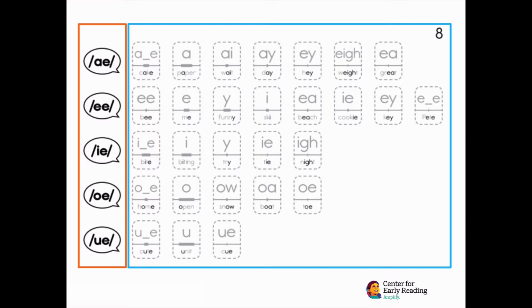In CKLA, all 150 spellings for the 44 sounds in English will be taught in an intentionally sequenced progression from kindergarten through grade 2. The spellings inside the orange box represent the basic code that will be taught in kindergarten. The spellings inside the blue box represent the advanced code that will be taught in grades 1 and 2.